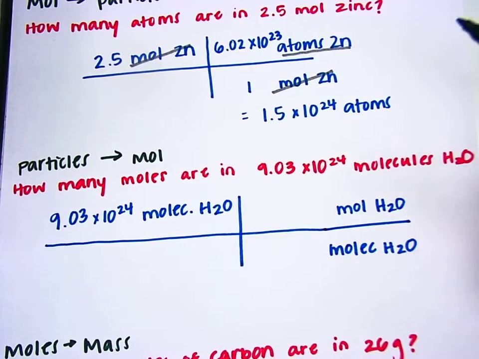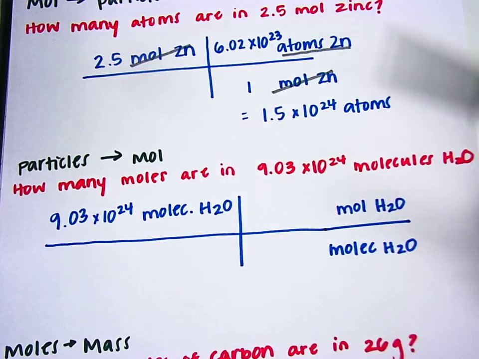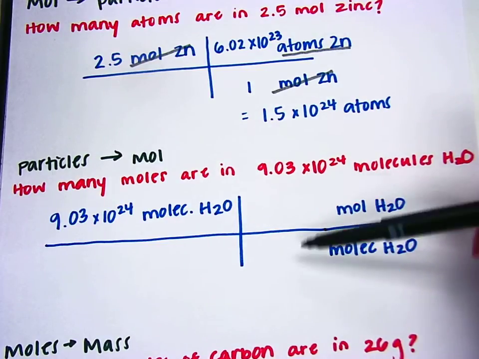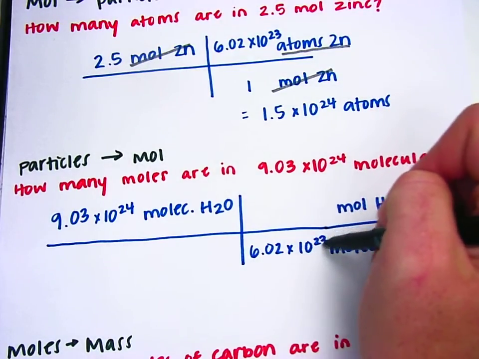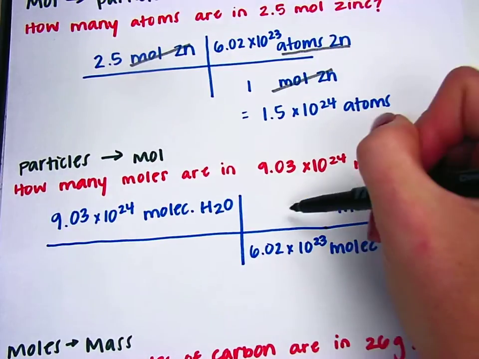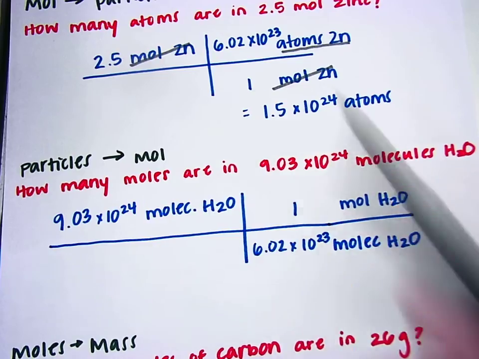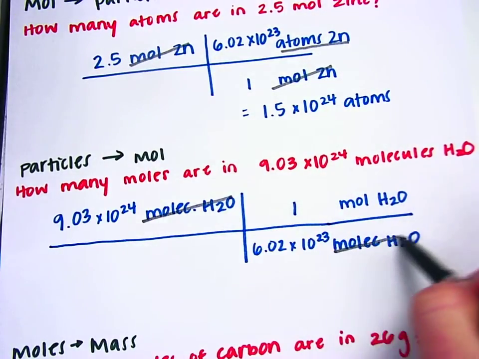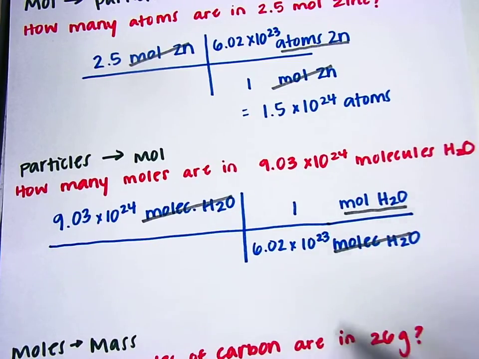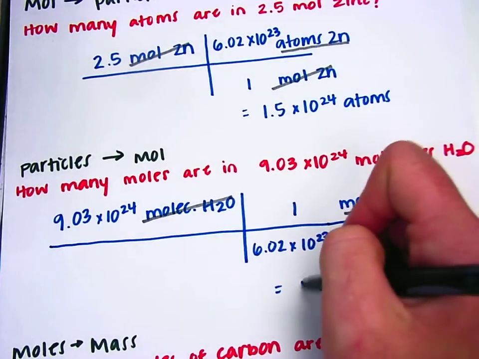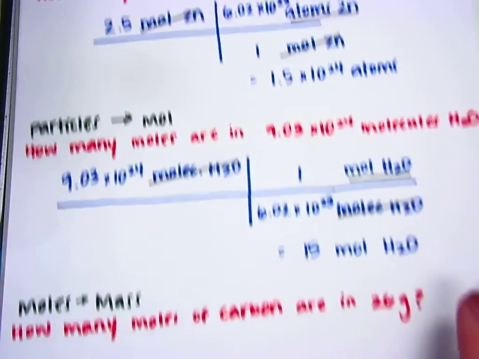So I can use Moletown to figure out what number I need, and it's going to be Avogadro's number. That's the number of molecules in 1 mole. So 6.02 times 10 to the 23rd always goes next to your number of particles, and 1 will always go next to mole. I can make sure my units cancel out. Molecules of H2O is on the top and the bottom. I'll be left with moles of water. And then I can just do the math. And that would give you 15 moles of good old H2O. So that is particles to moles.